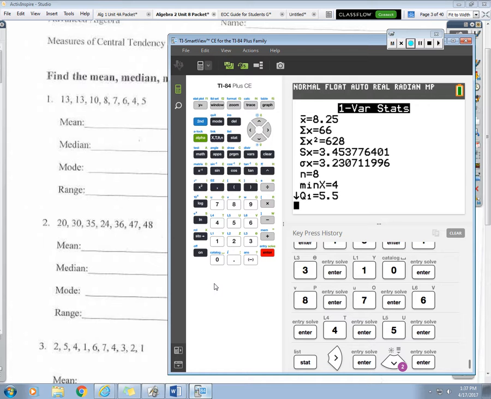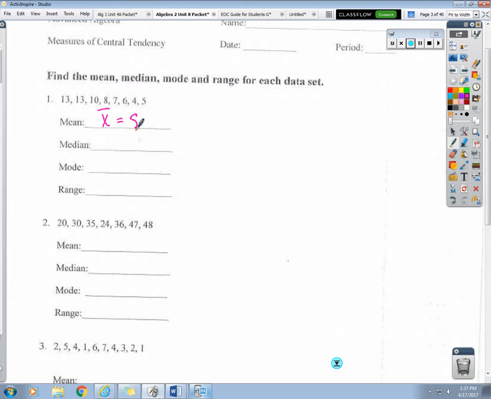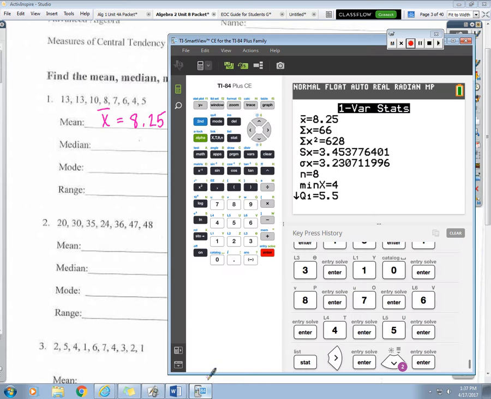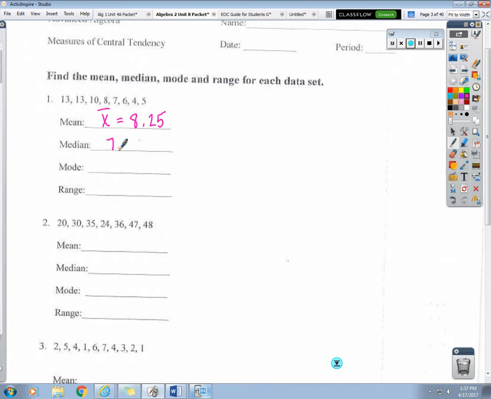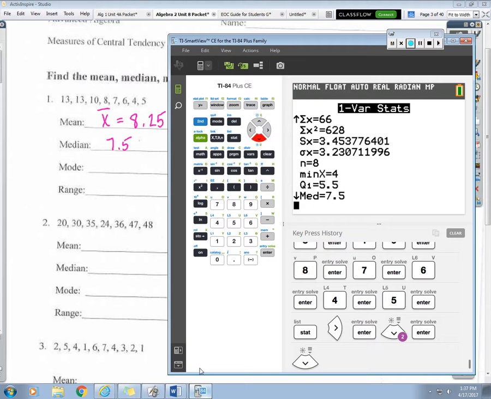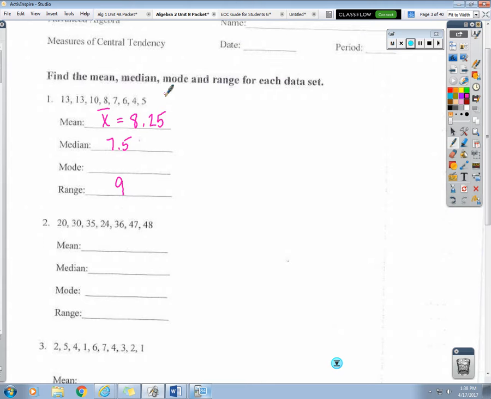X bar represents mean. Okay, X bar is the notation for mean. So you might want to write that on your paper so you start learning it. Now, if you go down again, you'll see MED, median, 7.5. It does not give you the mode. That's something you just have to do on your own. And it won't give you the range spelled out, but look what it will give you. It'll give you the max and the min. Well, don't you just subtract those to find the range? What's 13 minus 4? 9.